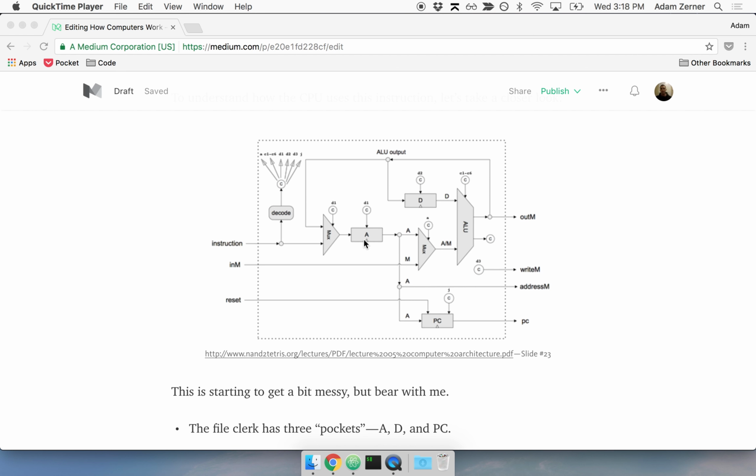So let's just take a look back at this. A is the pocket that is pointing to one of the registers in data memory, and it does that, and then it gets funneled all the way back in through in M.